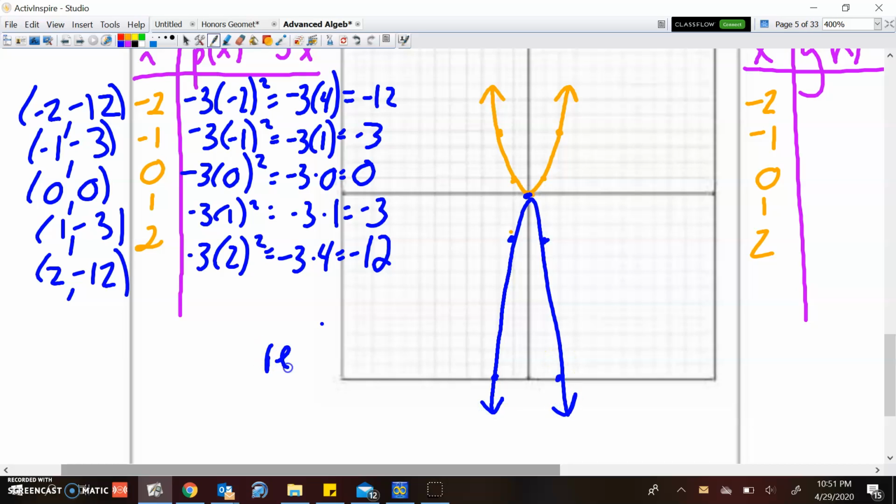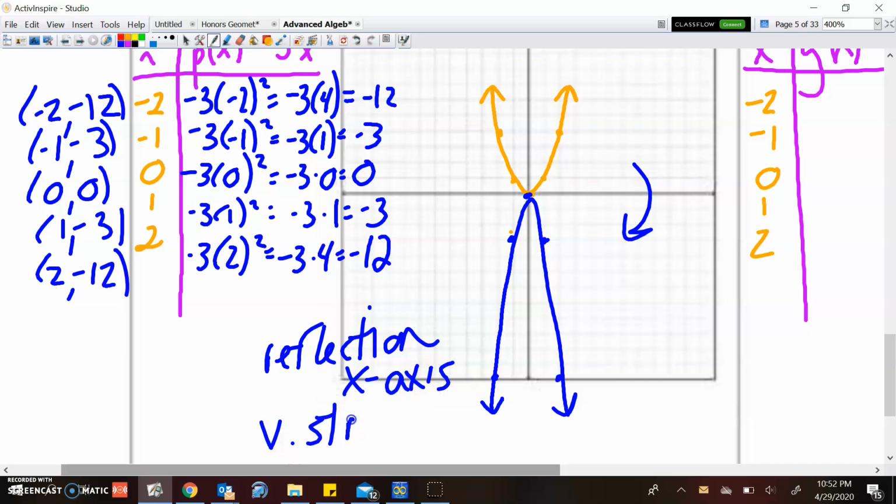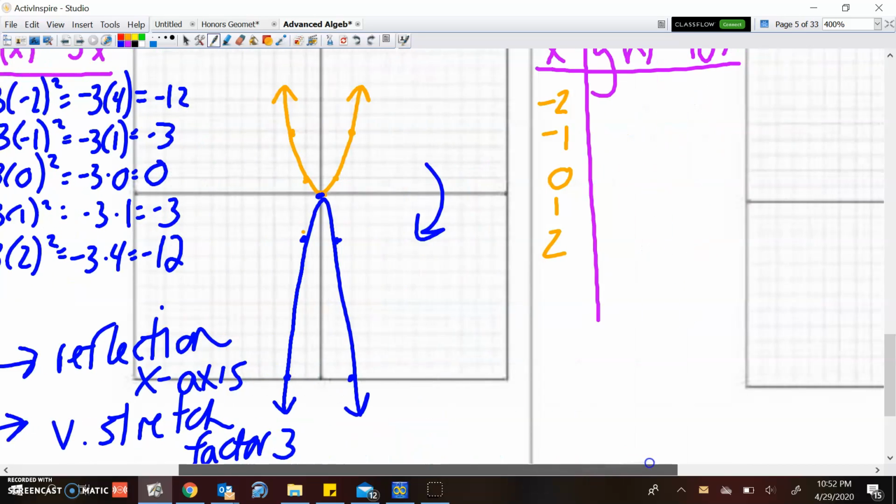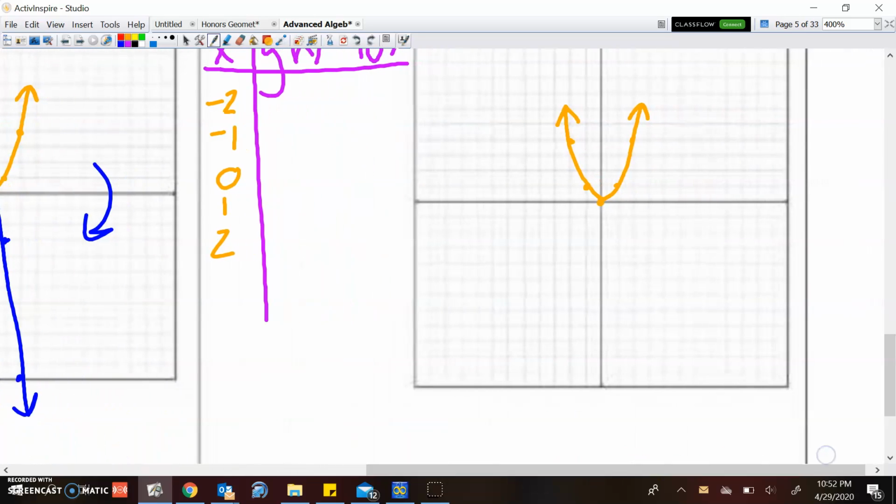So that's what's called a reflection. You're looking in the mirror, it's reflected over the x-axis. And then the other thing that we can say is that it is a vertical stretch, meaning it got narrower by a factor of 3. Okay, I don't say -3 because I already took that into account when I said it's a reflection. That's the only reason I say it's just a vertical stretch by a factor of 3.